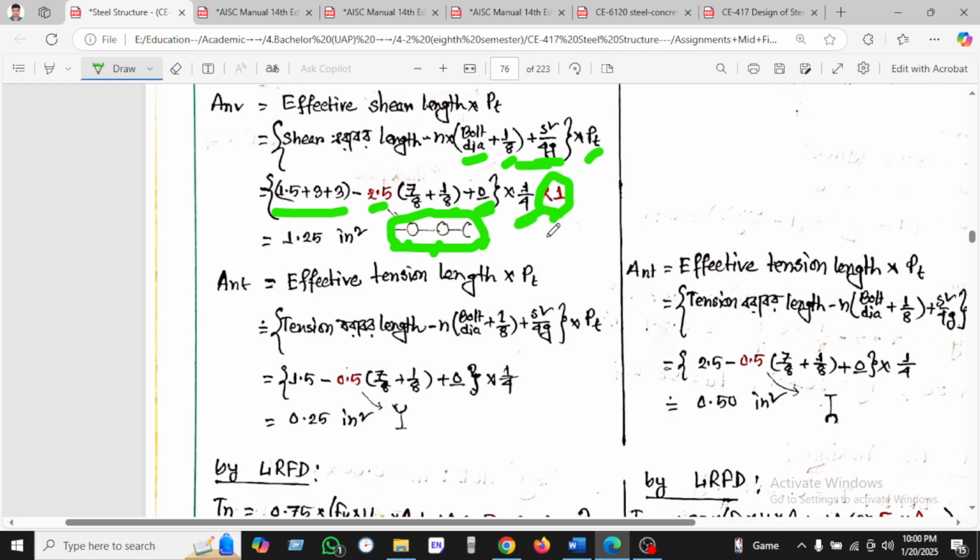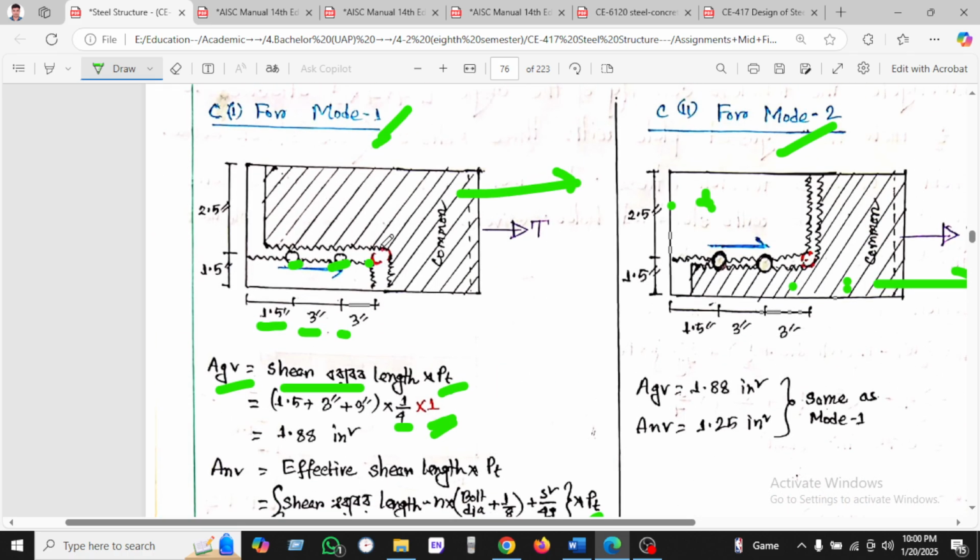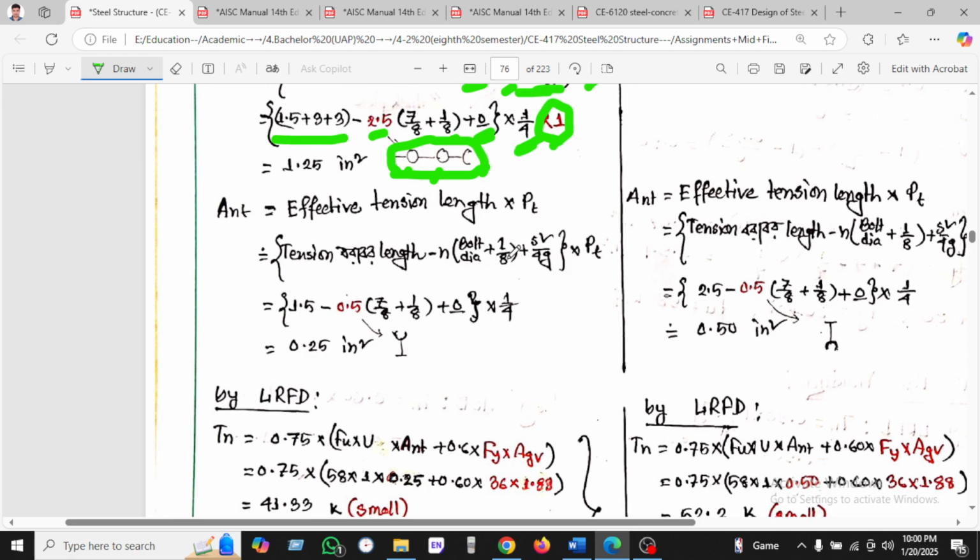Why will we be using 1? Because we have seen that there is only one row of 3 bolts. If we had found another row, then we would have to multiply by 2. Okay, let's see the ANT, the effective tension length. The length will be along the tension.